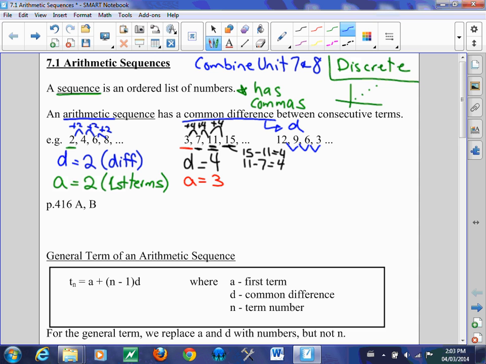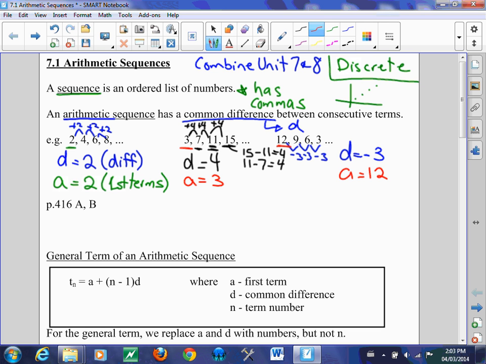Well, you should notice that as you go from 12 to 9, it's getting smaller, so it's going to be less. So we're going to be subtracting 3, subtracting 3, subtracting 3. So in this case, D equals -3, which again is your common difference. And looking at our start value, ladies and gentlemen, A equals 12.